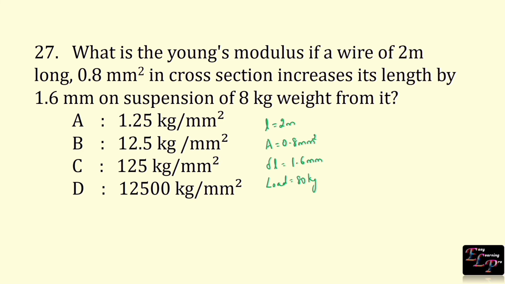We have to find Young's modulus, which is given by stress by strain. So first we have to find stress and strain, then we can find Young's modulus. First let us find stress. Stress is given by load by area. Directly substitute the values. Load is 80 kg, area is 0.8 mm square. So we have 10 kg per mm square.